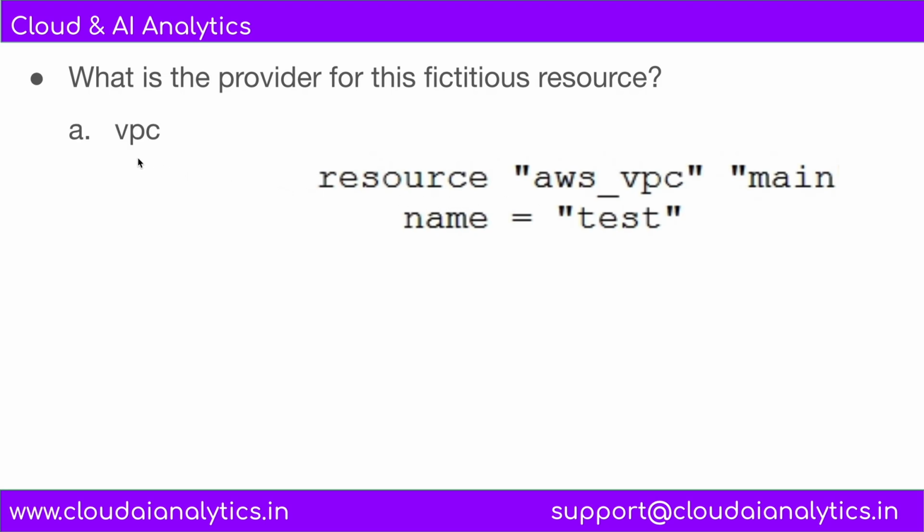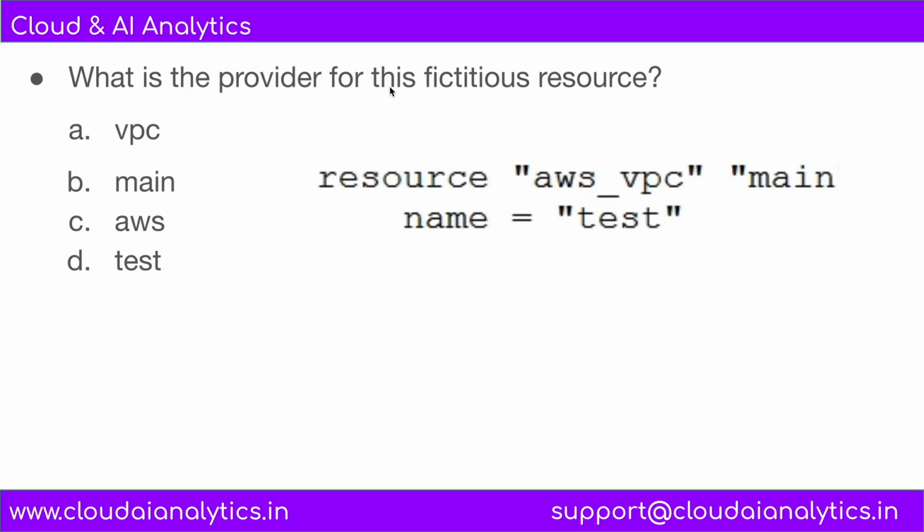The first option is VPC. The second option is main. The third option is AWS and the last option is test. So now pause the video, take a look at this question and come up with an answer. Now we will discuss the solution to this.